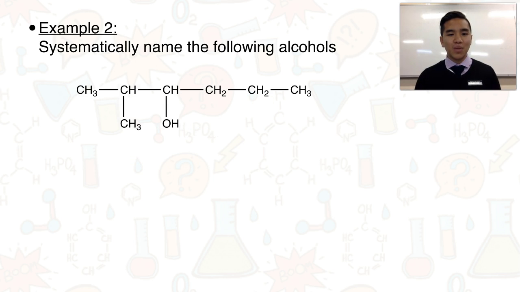Our next example here, we can see we've now got a different carbon chain. We've got 1, 2, 3, 4, 5, 6 carbon atoms in the longest carbon chain. We have a methyl group on this carbon here and a hydroxyl group on this carbon here. We're going to number it from left to right to give the OH group the lowest possible number.